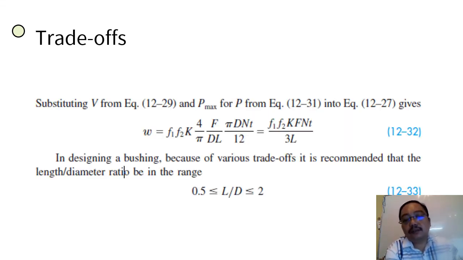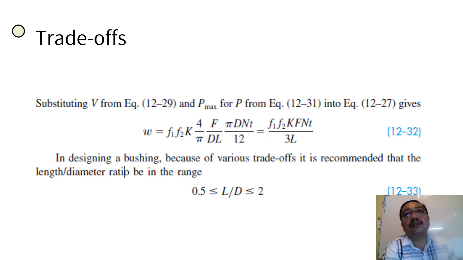So substituting V from the equation gives w equals f1 f2 K, and then this equation, f1 f2 K F n t over 3 l. May I remind you, w in this subtopic means wear. w in other topics means radial velocity. So when you study and meet the symbol, pronounce it as its full name. You say w wear, not w radial velocity.